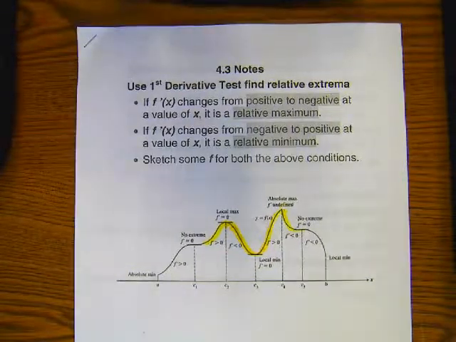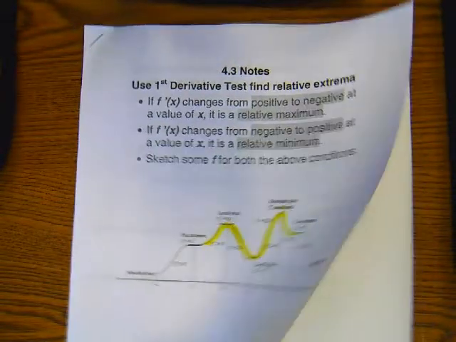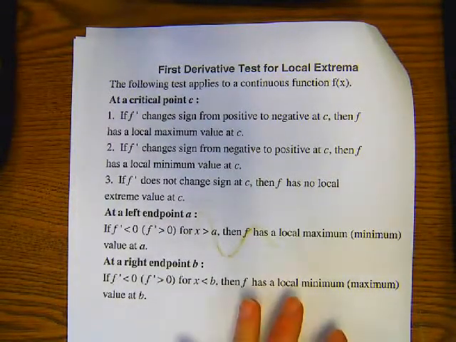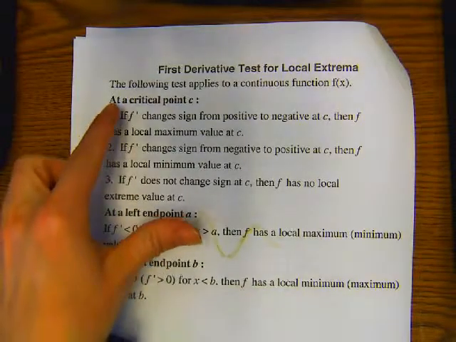So let's take a look at how we could use the first derivative to test for local extrema. I know there's a lot in here, but we should talk about the specifics. Recall that a critical point is when the derivative is 0 or when the derivative is undefined. If you need to write that down, write that down. So that's how we find critical points.